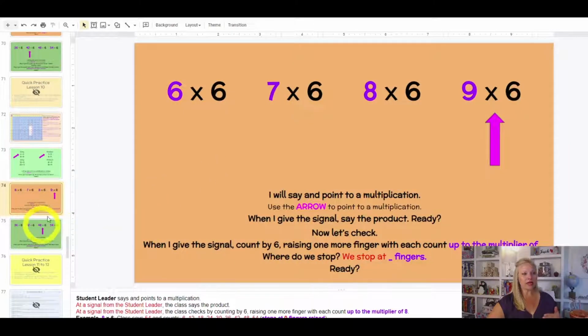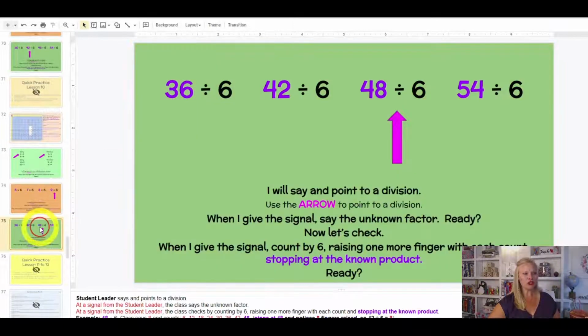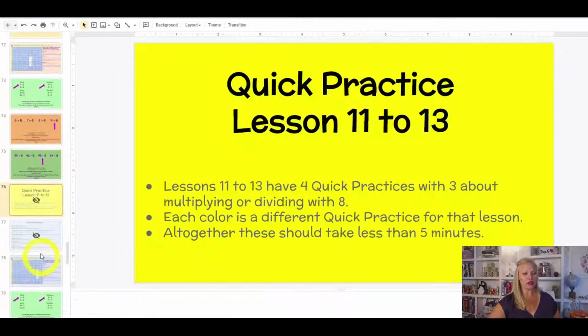Then you get to the same practice that we've been doing previously, where 6 times 6, 6 groups of 6, let's count by 6. But notice that the multiplier is changing, right? And the known factor is not. So we know that it's 6. We're counting by 6, okay? But the multiplier is 6. We're counting by 6s, but the multiplier is 7. You do it with division, and we continue so on and so forth.